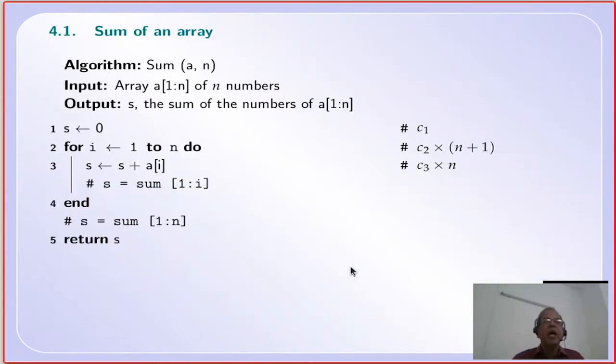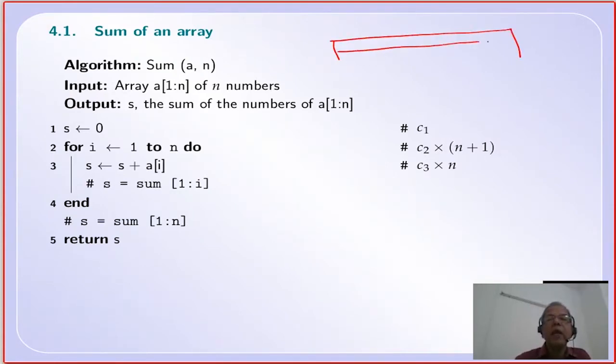That's the running time of the algorithm. Example. Algorithm is to sum an array A, item 1 to item n. Input is an array A, 1 to n of n numbers. Output S is the sum of the numbers, sum of the items of A, 1 to n.